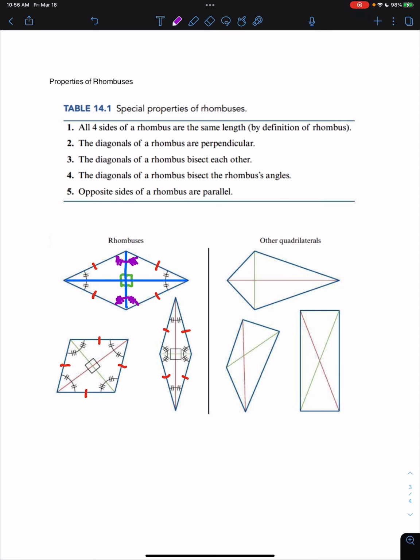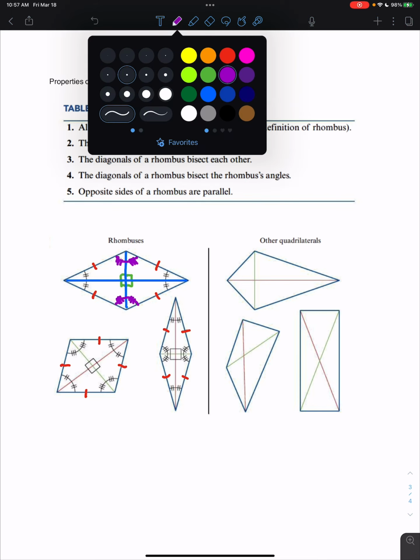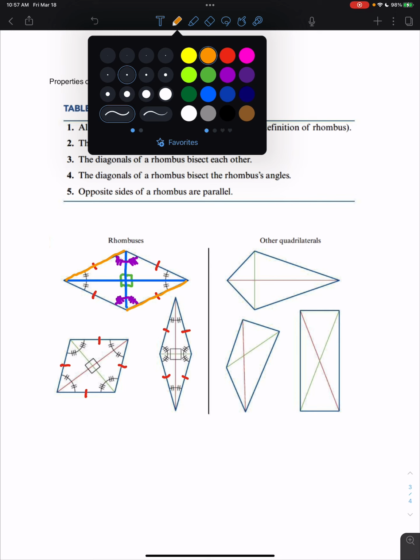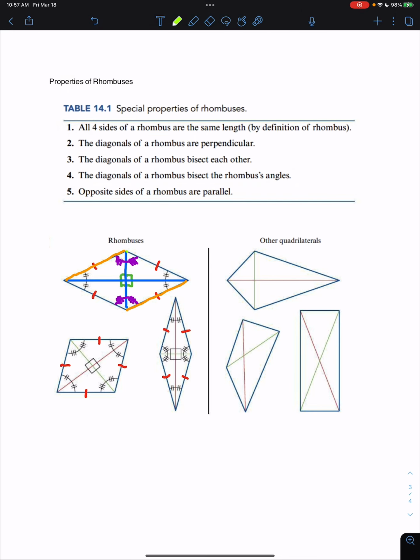And then finally, the opposite sides of a rhombus are parallel. So what that is saying is that, let me find another color, I'll use orange this time. So this side of the rhombus is parallel to this side. And then changing colors, that means that this side of the rhombus is parallel to this side.